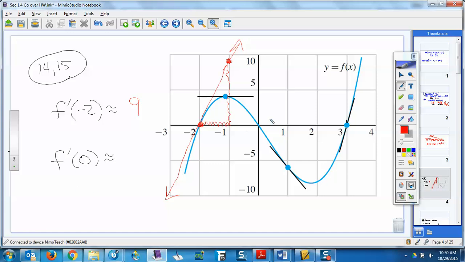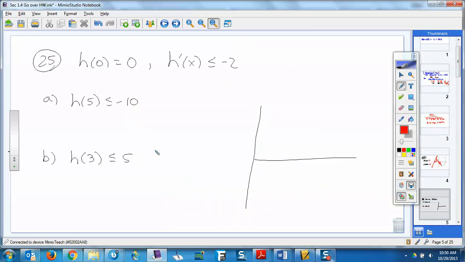And then at 0, through here, the curve is pretty straight, so the tangent line pretty much follows the curve. But anyway, over 1 and down, I don't know, about 5 or 6 probably, but it'd be negative. Don't forget the negative on it, right? So that's it. All right, let's go to 25.